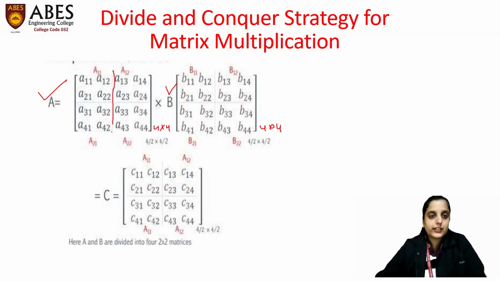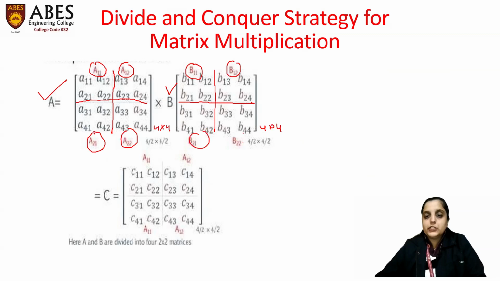See, we are dividing it like this. We are dividing our 4 cross 4 matrix into 2 cross 2 matrices. And now this will become A11, this will become A12, this will become B11, and this will become B12. This is our A21, A22, B21, B22.